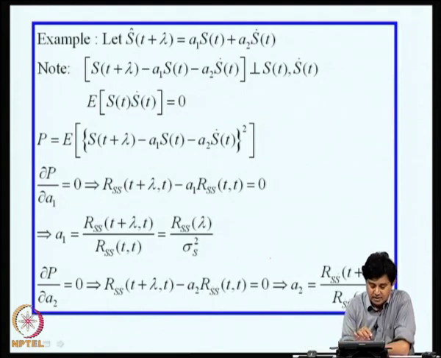Now this is a slight variation. What we will do here is assume that S hat of t plus lambda is a linear combination of S of t and S dot of t. Suppose we have made observations on S of t as well as S dot of t; it will be a1 S of t plus a2 S dot of t. Now we note that S of t plus lambda minus a1 S of t minus a2 S dot of t is orthogonal to S of t and S dot of t, and S of t is taken to be stationary. So the process and its derivative are uncorrelated at the same time instant.